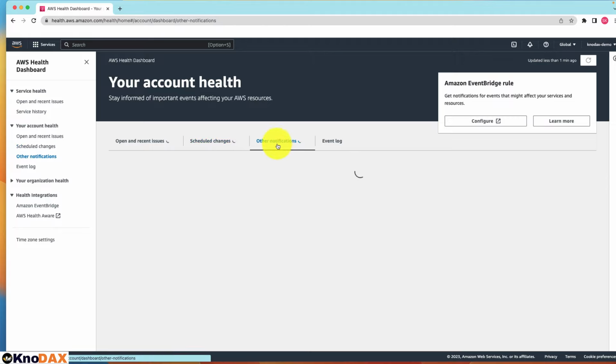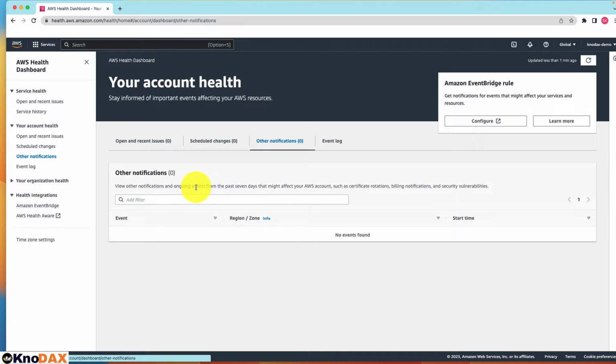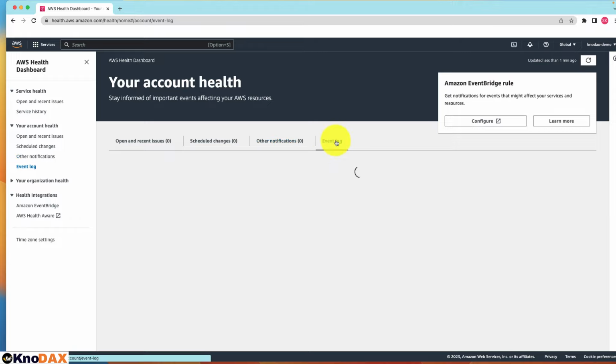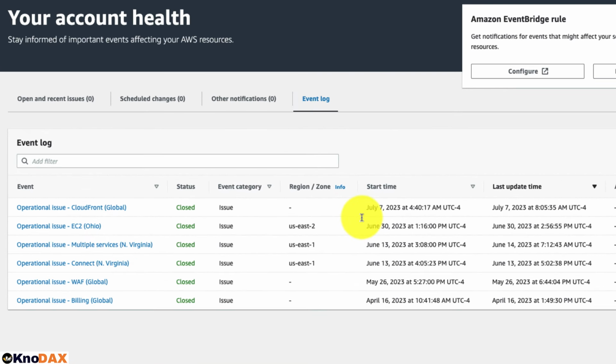The Other Notifications tab displays notifications and ongoing events from the past 7 days that might affect your AWS account, such as certificate rotations, billing notifications, and security vulnerabilities. If you click on Event Log, it displays issues that were opened and closed with start time and last updated time. This only applies to my account.